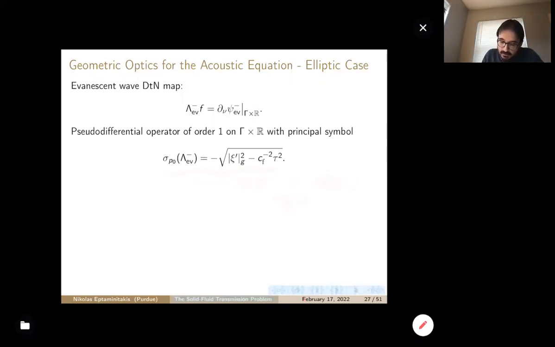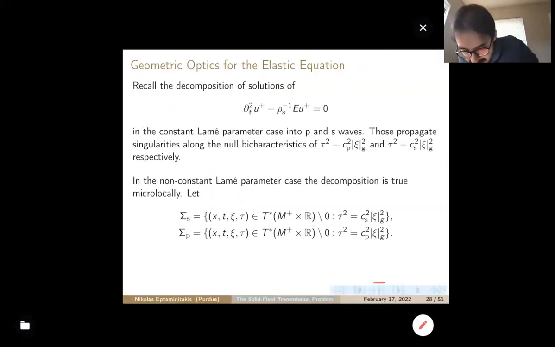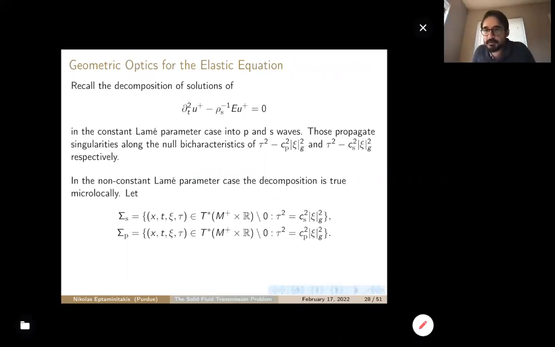Okay, now what happens with the elastic equation? Now things are a little bit more involved because we can't just write it as just one potential as we had before. Remember, we saw before that in the Euclidean case with constant coefficients, we can decompose the waves into compressional and shear waves, and we can find potentials for them.